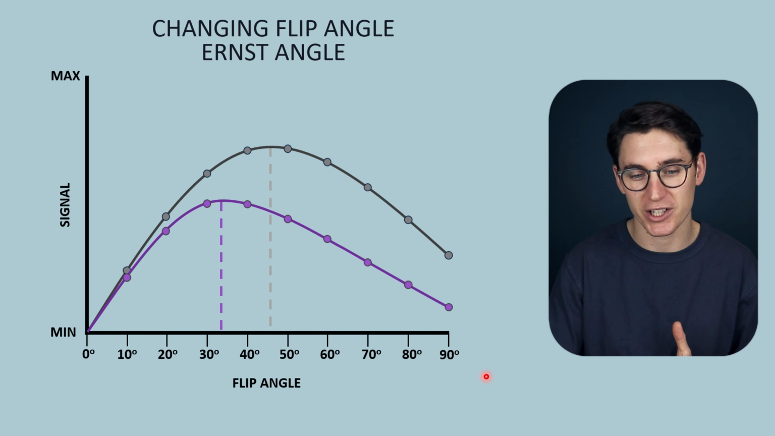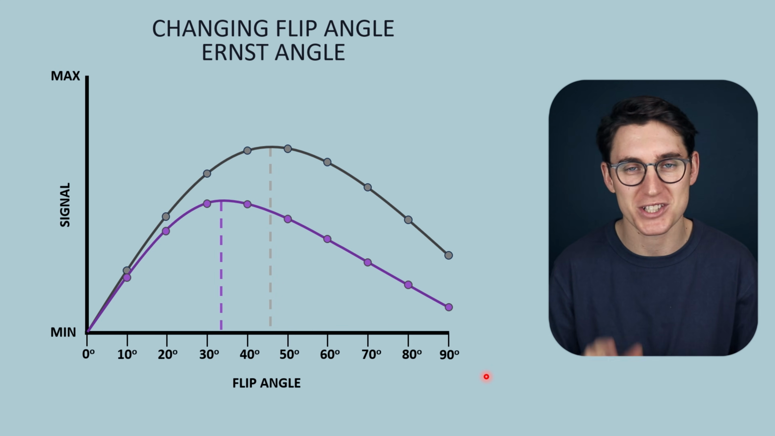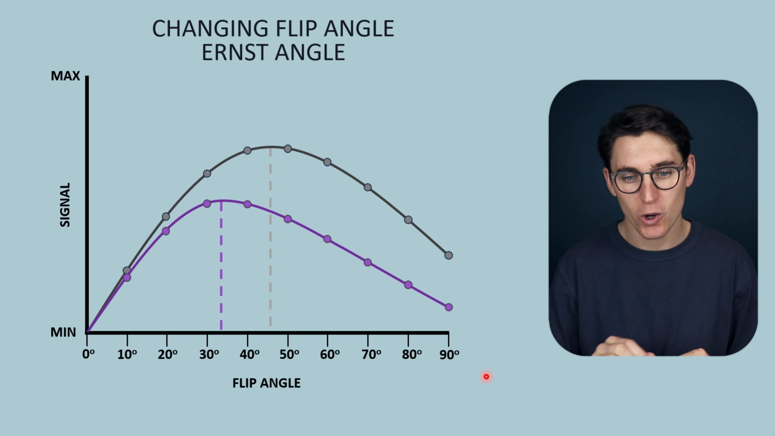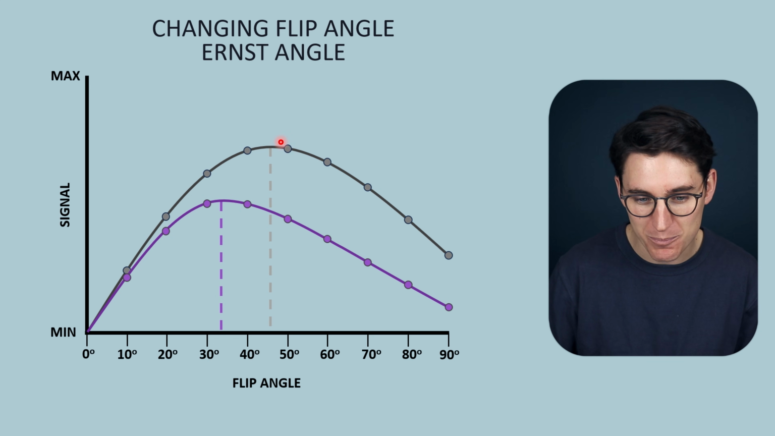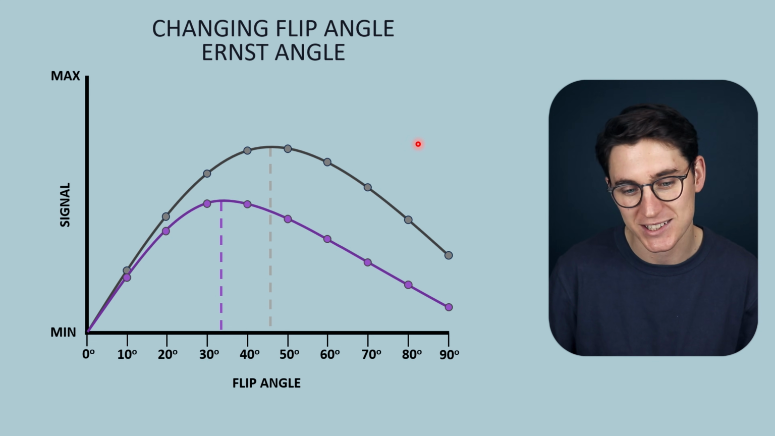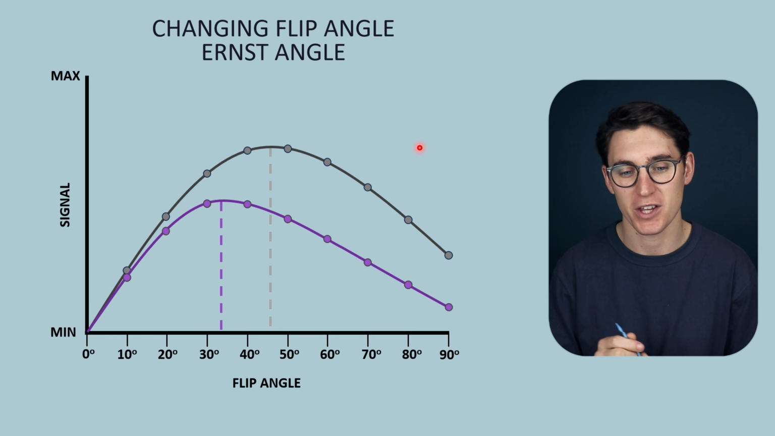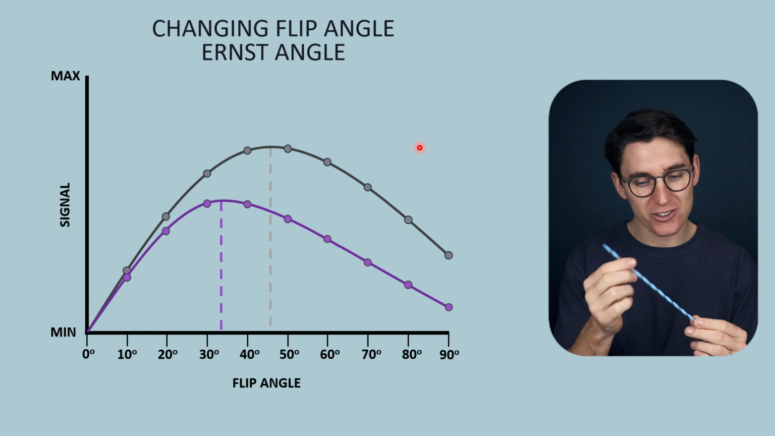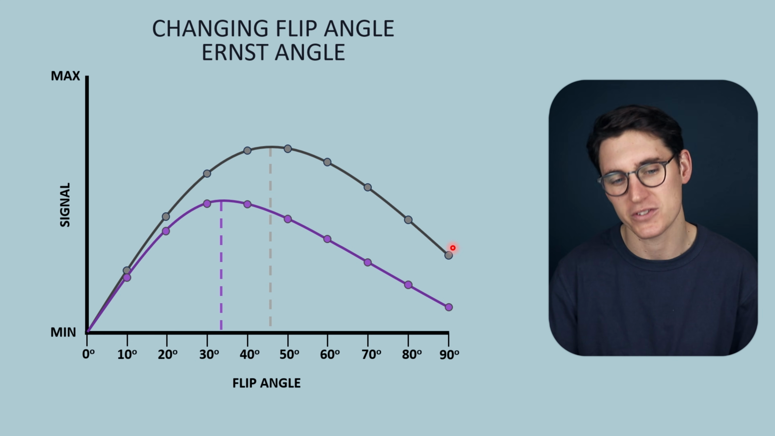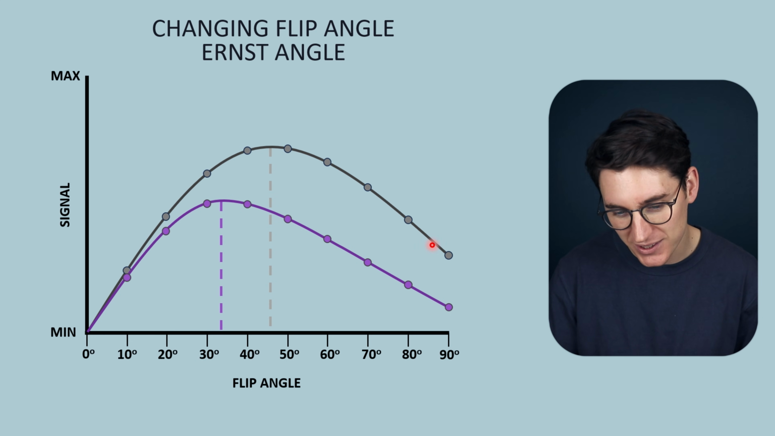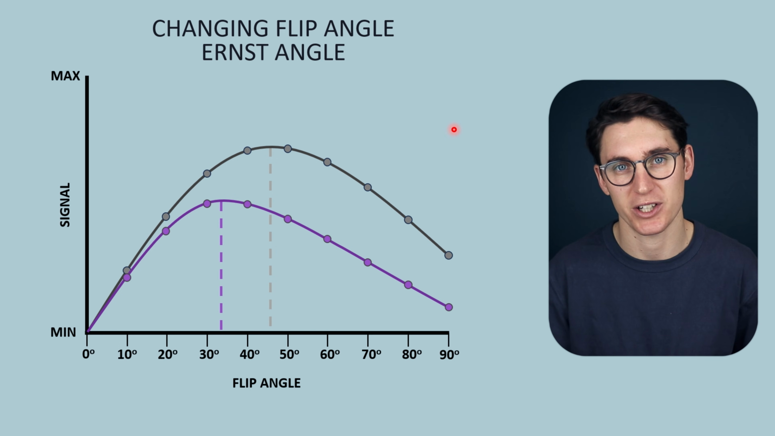Now partial saturation is something we've actually come across before, we just haven't formally named it. When we looked at the Ernst angle, the angle that was providing the maximum signal for a specific tissue at a specific TR, we saw that at angles higher than that Ernst angle, we started to lose signal. We got this drop-off of signal. What was happening here is what's known as partial saturation.